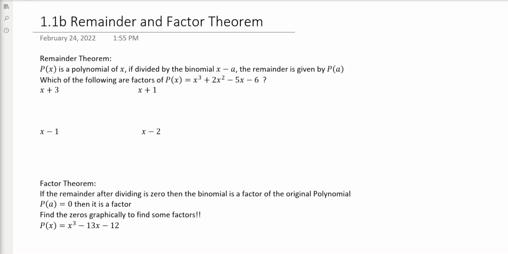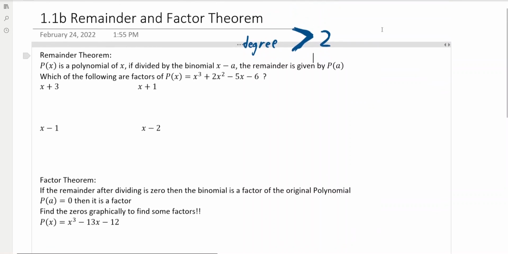Hello and welcome to my video lesson 1.1b, which is the remainder and factor theorem when we're talking about factoring polynomials with a degree greater than 2. We're going to look at degree 3 for the most part, but honestly this could work for any of them. It just takes more work. But we look at degree 3 so that we can look at more simple cases, and so it takes a little bit less time, but it's really the same process every single time.